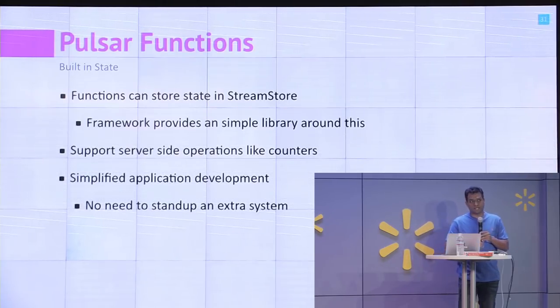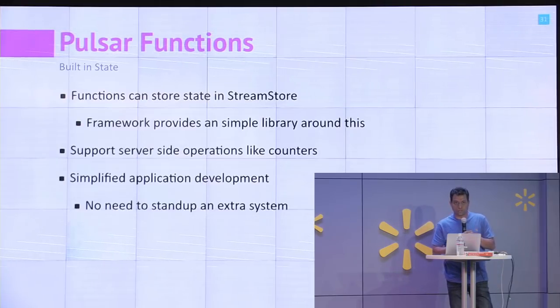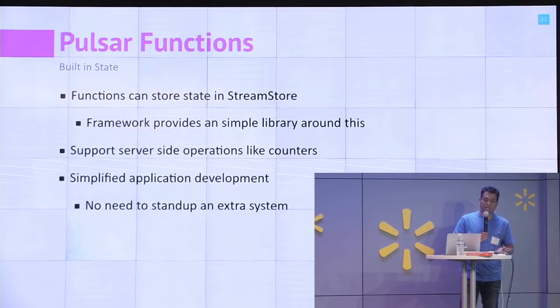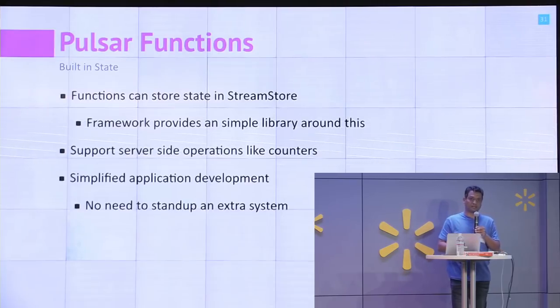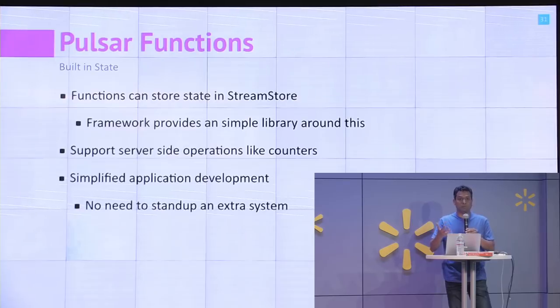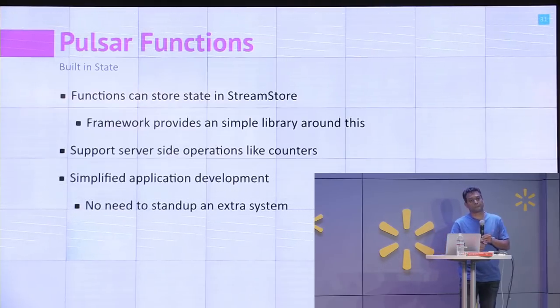Currently, as I said, this state is still a side effect. That effectively means that if you're running your function in effectively once, you can still have overcounts. But we are working on transactional support in Pulsar. Transactional support will allow us to write to multiple topics, either all at once or all nothing. Once that support is there, we will plumb in the state along with the transactional support to make it truly effectively once, wherein the state will be updated only once.